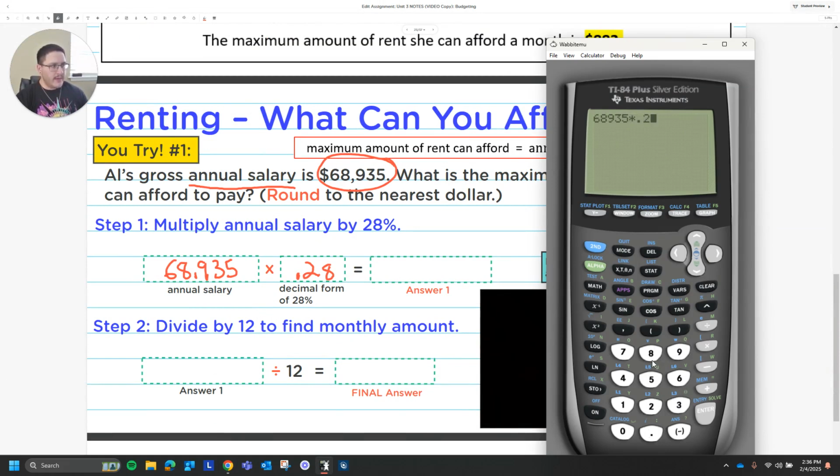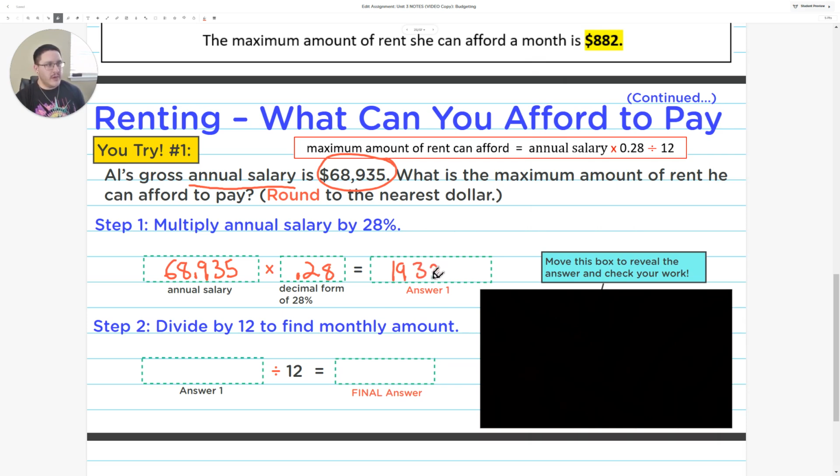68,935 times 0.28 is 19,301.80. Because we're talking about money, so we need to round to 2 decimal places. If you don't see that second decimal place, then there's a 0 that you need to fill in.